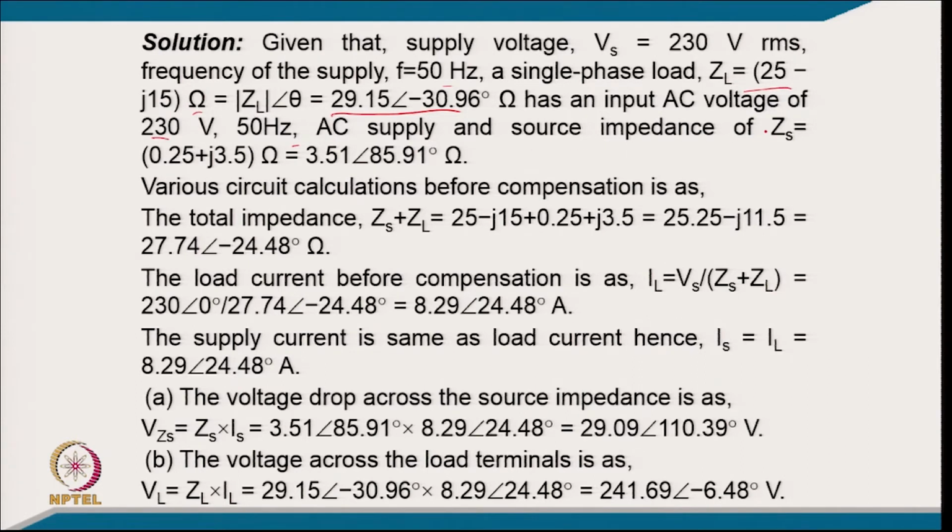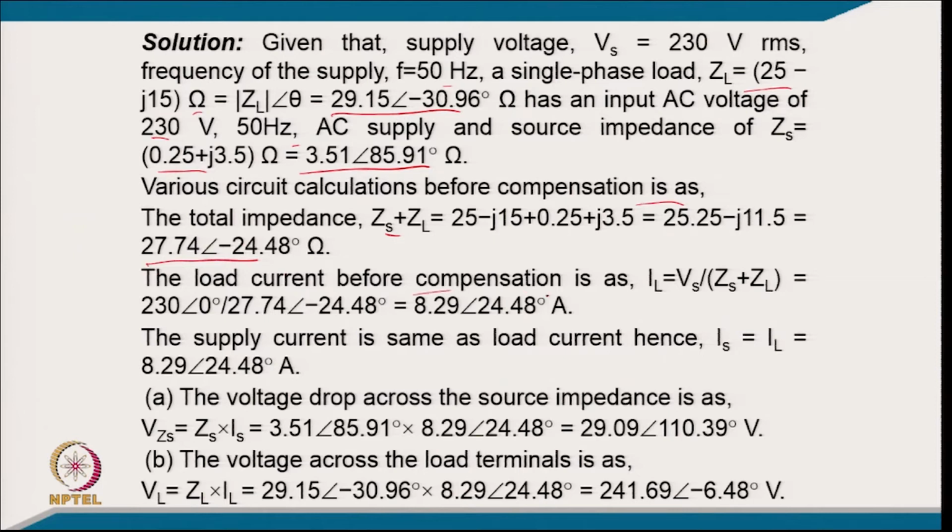The AC supply and source impedance is equal to 0.25 + j3.5 ohm, that comes to 3.51 ohm at the angle of 85.91 degree, and now the various circuit calculations before the compensation. So, total impedance ZS plus ZL is equal to 27.74 ohm at the angle of minus 24.88 degree.